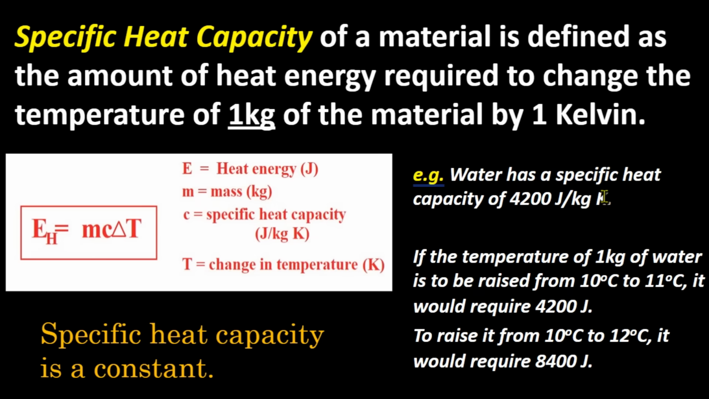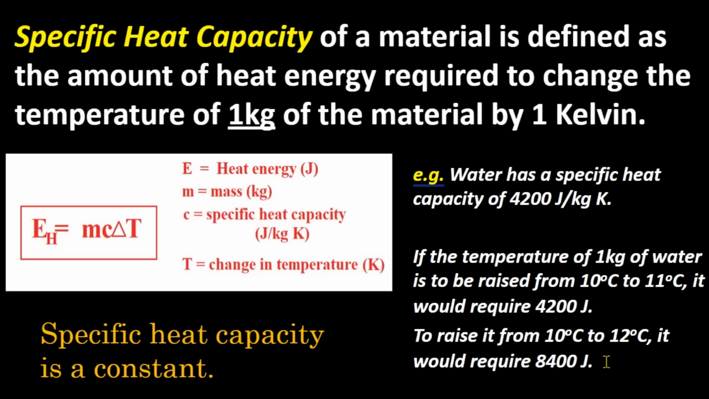So if you have water, water has a specific heat capacity of 4200 joules per kilogram Kelvin. If the temperature of 1 kilogram of water is to be raised by 1 degree, so for example from 10 degrees Celsius to 11, it would require 4200 joules to do so. If you were to raise it by 2 degrees, for example from 10 to 12 degrees Celsius, it would require double that energy, which would be 8400 joules.